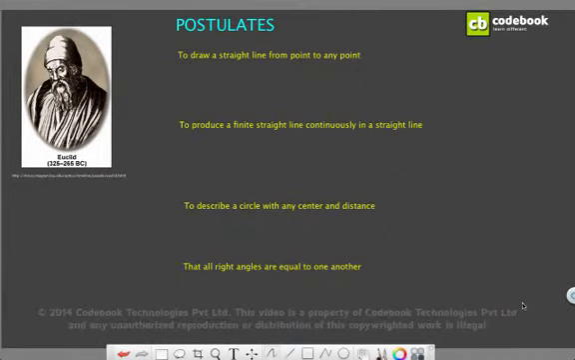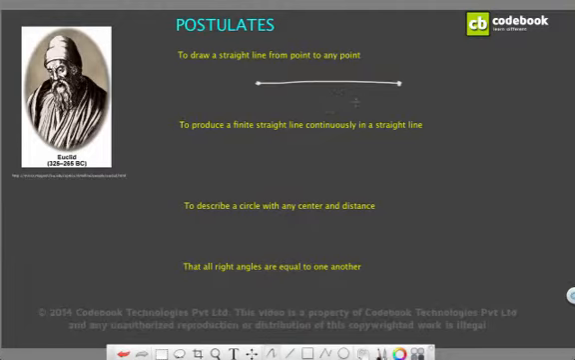Next we will talk about Euclid's postulates. Postulates and axioms are used interchangeably in mathematics. The first postulate of Euclid states that we can draw a straight line from any point to any point. So what does Euclid mean by this? Take 2 points and then draw a straight line that passes through these 2 points.